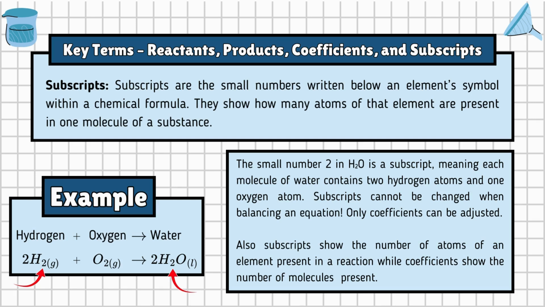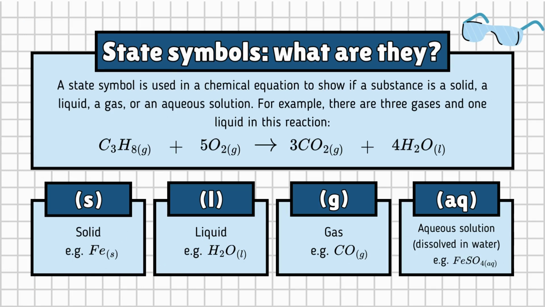Now, the next key term we want to look at is called state symbols. What is a state symbol? A state symbol is used in a chemical equation to show if a substance is a solid, a liquid, a gas, or an aqueous solution. Now, look at this example. I have this example of a chemical reaction that is ongoing. We have a chemical equation for the combustion of propane, C3H8, combining with oxygen to produce carbon dioxide and water.